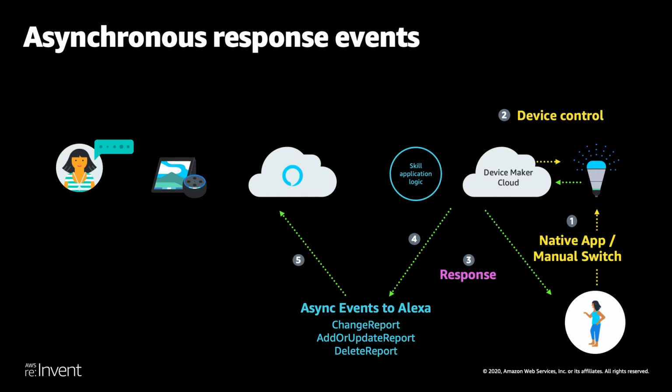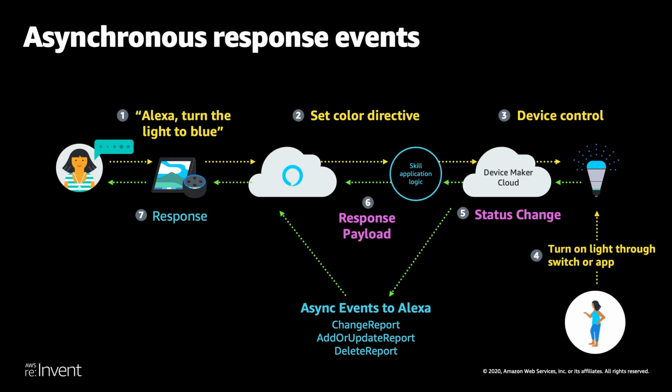In order to update the device state in the Alexa backend, Lighthouse Inc. needs to send a change report, also known as proactive state update. Similar asynchronous events should be sent in the form of add or update report and delete report in cases when the user adds, renames, or removes a device from their account. All these asynchronous events can be validated using the JSON schema validator as Diane demonstrated earlier.